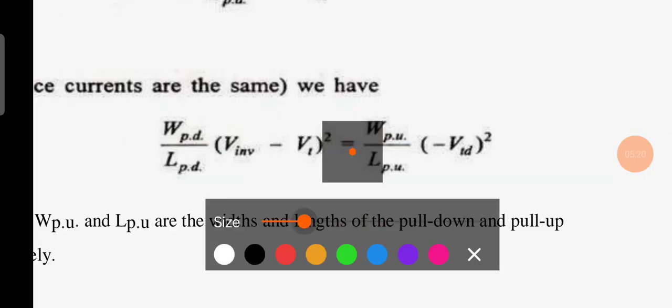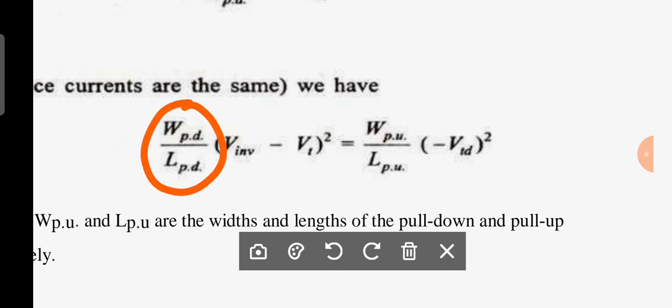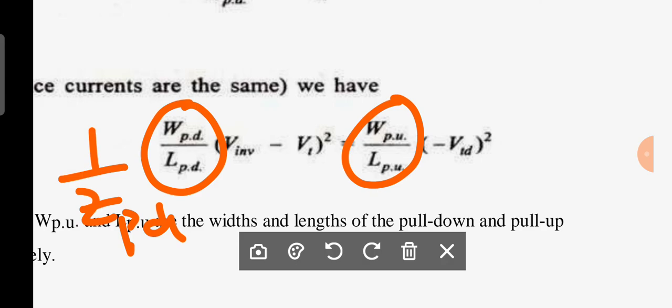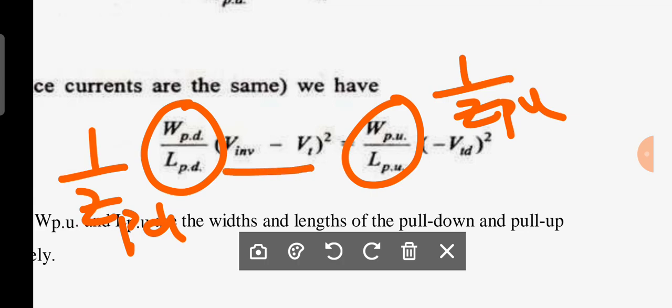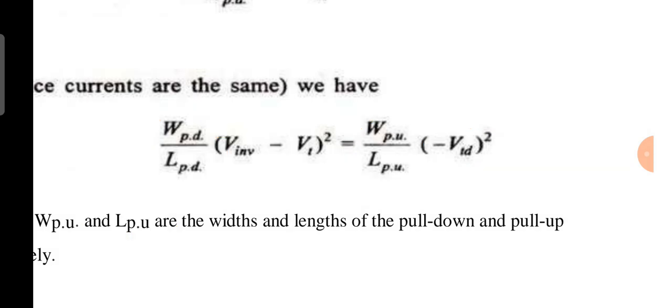You can observe from here onwards, this can be written as 1 by ZPD, and also this can be written as what? 1 by ZPU. Is it clear, all of you? You can observe very clearly. Then if you observe that 1 by ZPD into this term is equal to 1 by ZPU into this term. Is it understood? Now you can observe very clearly.